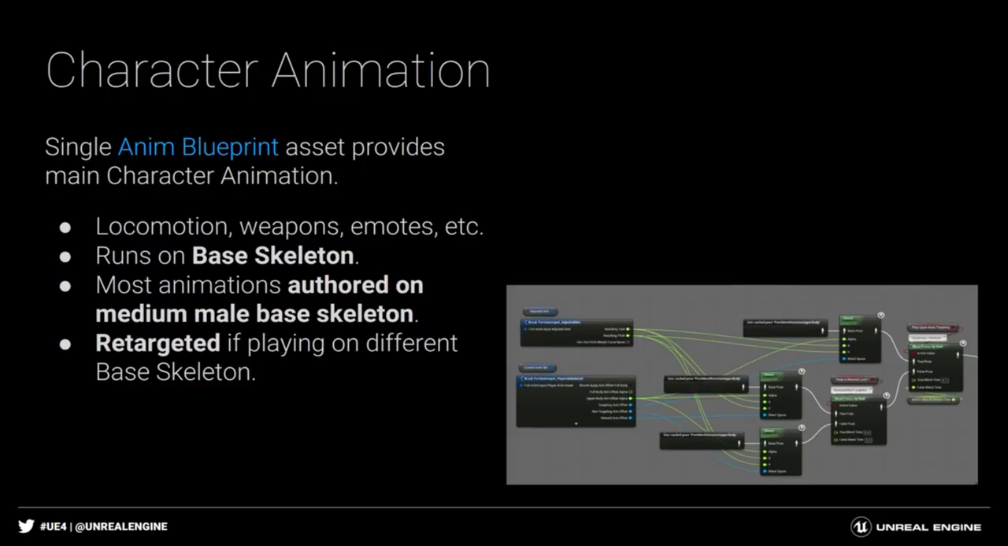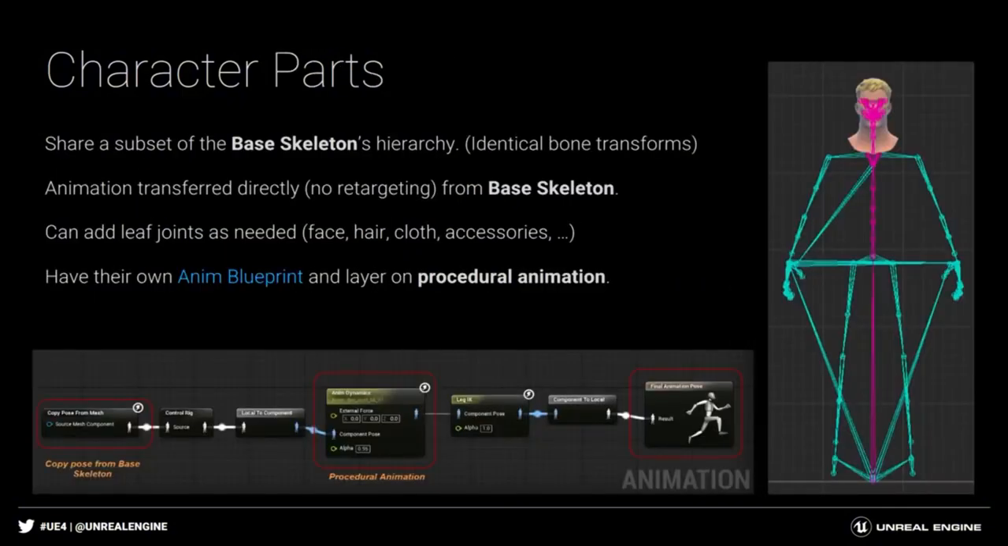So this gives us an overall pose for the character, as I said, the main character animation. And then the individual character parts use that animation from the base skeleton, and we can actually copy that because the character parts share a subset of the base skeleton's hierarchy, so we can directly copy over that pose data. And each of these individual character parts will then have their own animation blueprint that drives the animation data for those leaf joints and adds the procedural animation.